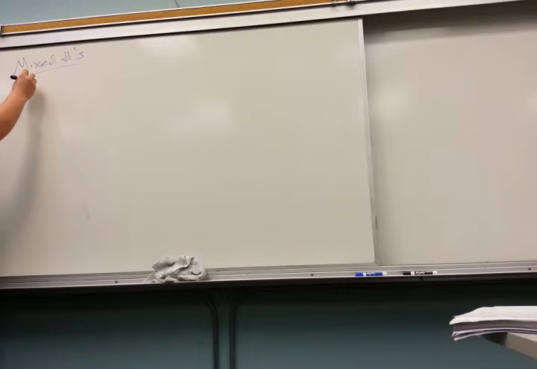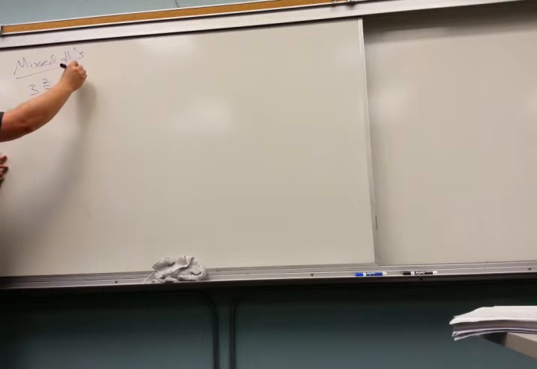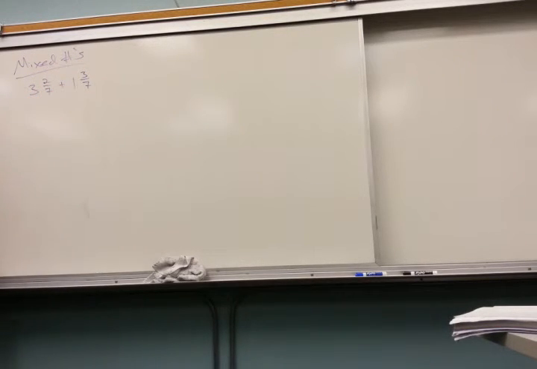Mixed numbers. So if I had 3 2/7 plus 1 3/7, start off nice. You could certainly make them both improper fractions. I'll tell you honestly, sometimes that's easier for some of these kinds of problems. But this is not that bad.